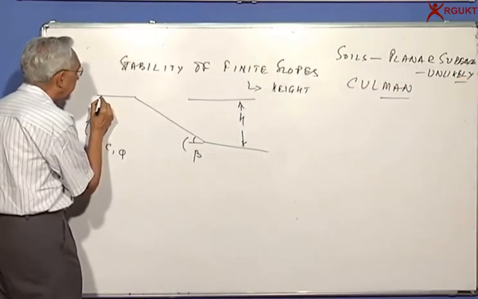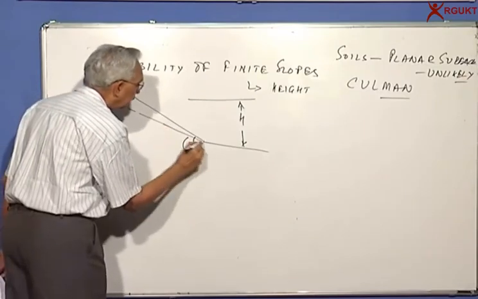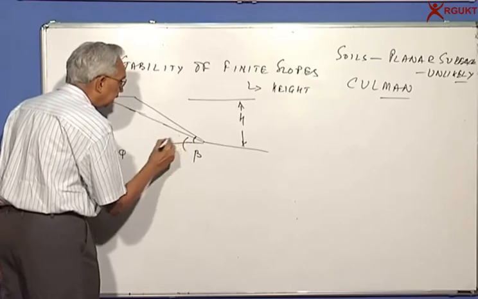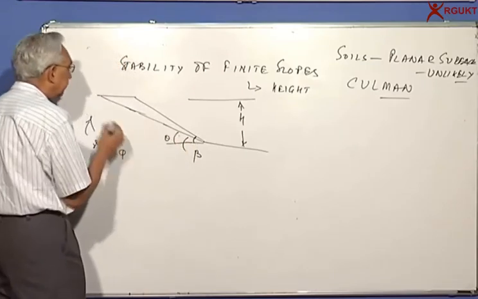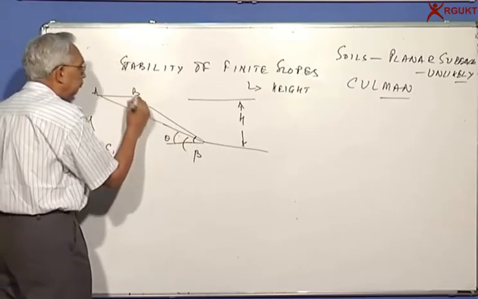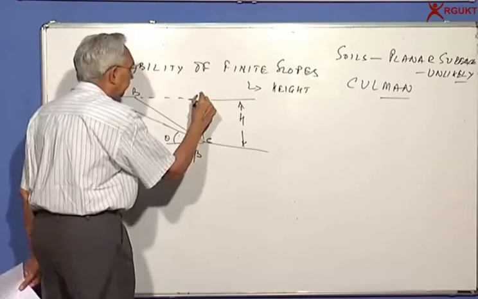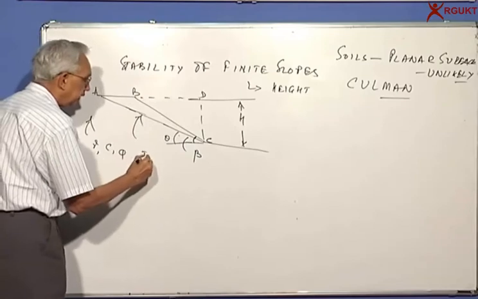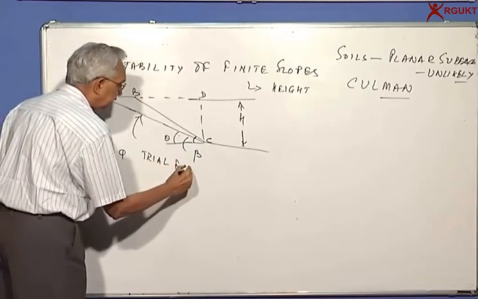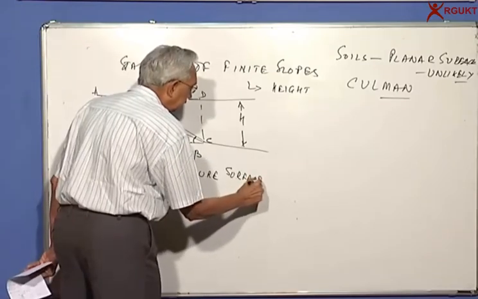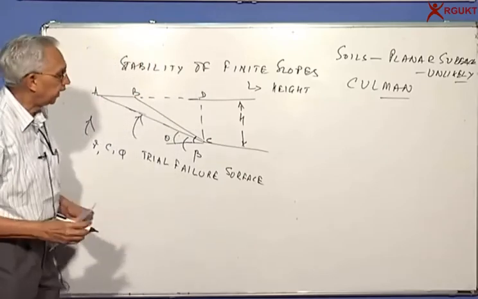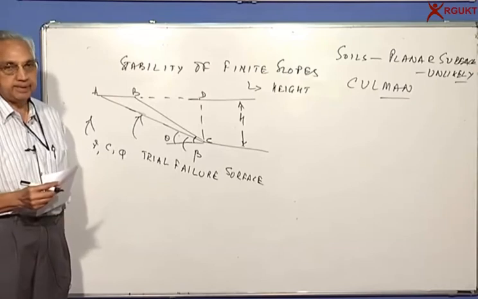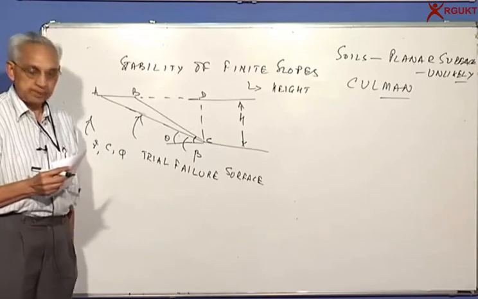So what I would like to take is a surface passing through the toe at an angle. This angle is beta, this angle is theta. If I say A, B, C, this is D. Let us say this will be a trial failure surface. We do not know where the failure is likely to occur, so let us say it is inclined at an angle theta with respect to the horizontal.